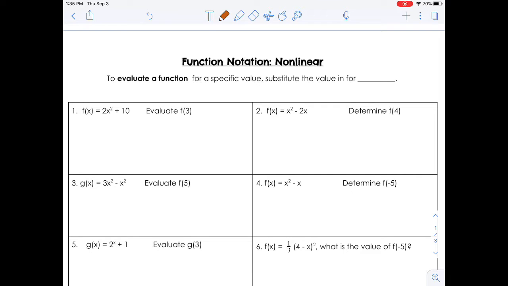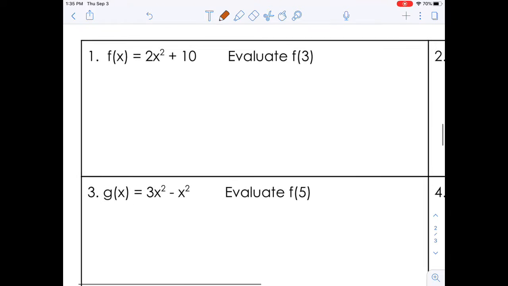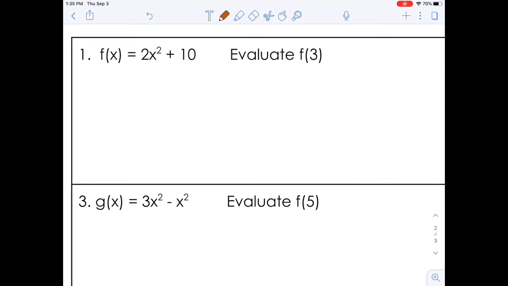In this video, we will be focusing on evaluating functions for nonlinear functions. Remember, in the previous video, we talked about evaluating a function for a specific value just means to substitute that value in for x. So let's look at number 1. Number 1 says f of x equals 2x squared plus 10, and we want to evaluate f of 3. So we're just going to plug in this value of 3 in for every x.